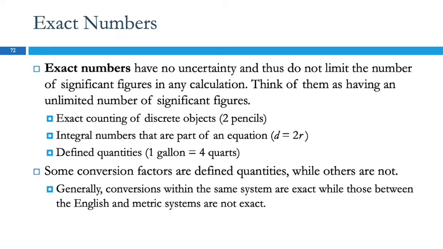The one example I want you to be aware of, where it's between English and metric, and it is exact, is that 1 inch is exactly equal to 2.54 centimeters. And that's because they redefined the inch to be exactly 2.54 centimeters. It was really, really close, and they're like, okay, it's exact now. So if you're using this as a conversion factor, it's not going to limit the sig figs in your answer.